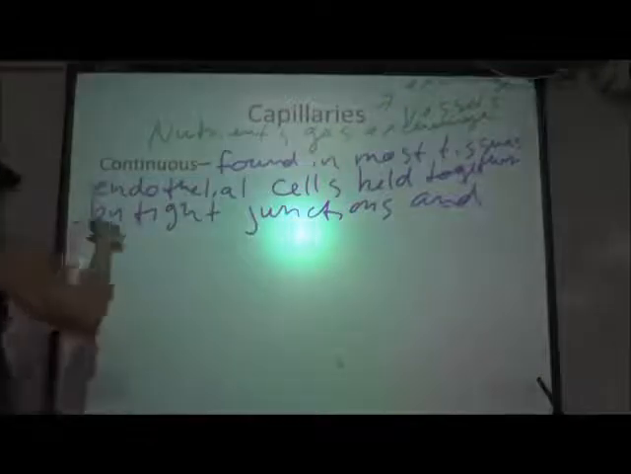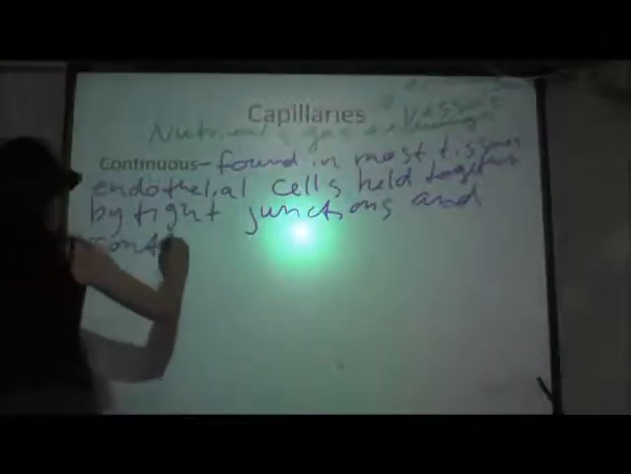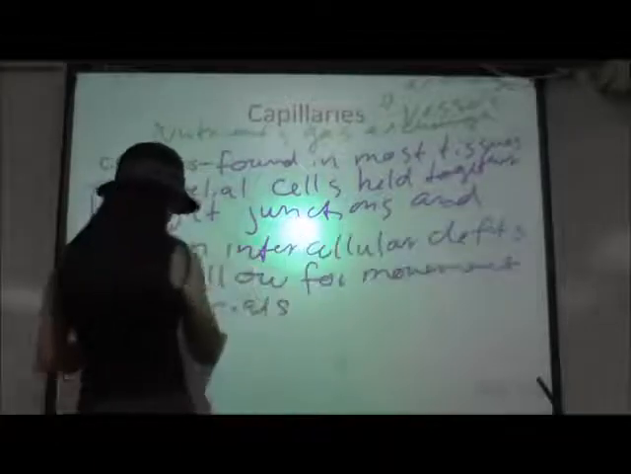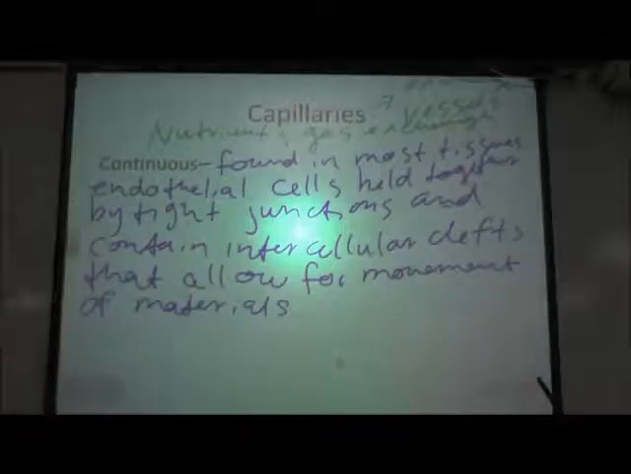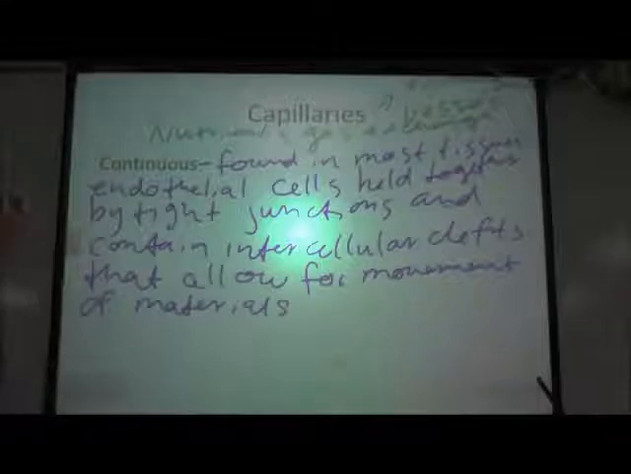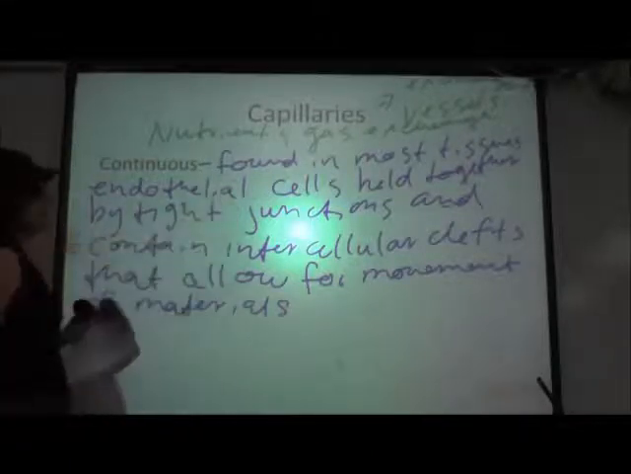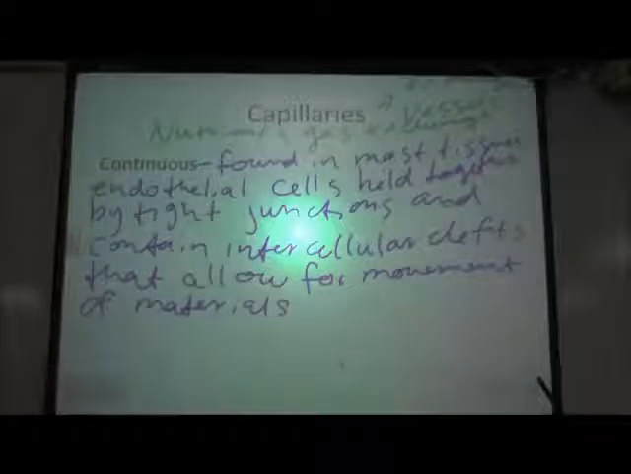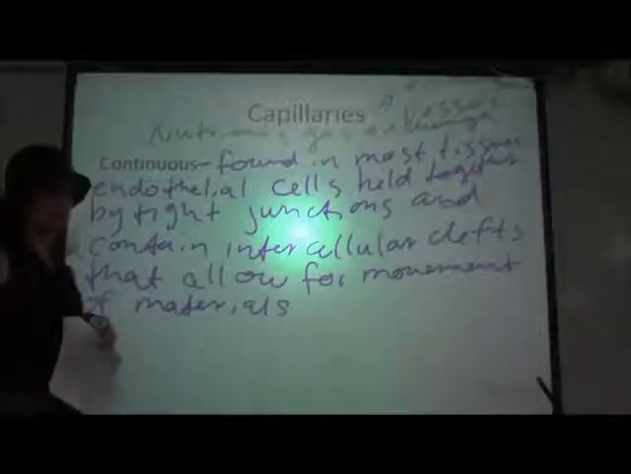Intercellular clefts that we can have the movement of materials. So continuous capillaries are going to be most of our capillaries, and they're going to be where we're having our nutrient and gas exchange. Found them in most tissues of the body. They've got these simple squamous epithelial cells that we call endothelial cells because our endothelium is I guess another name for the tunica intima. It's the innermost layer, and it's epithelial cells. They're held together by tight junctions, but they have intercellular clefts that's going to allow for a movement of material.